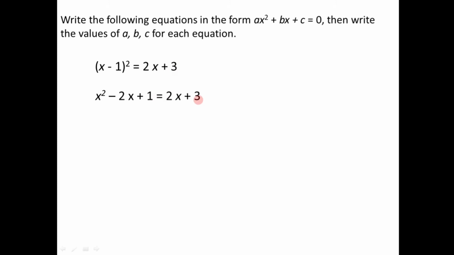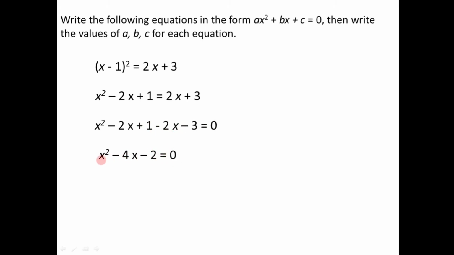If we take 2x plus 3 to the left hand side, we will have x squared minus 2x plus 1, plus 2x will become minus 2x, plus 3 will become minus 3, and on the right hand side we will have 0. So on simplifying, we'll get x squared minus 2x, that's minus 4x, and plus 1 minus 3, that's minus 2, is equal to 0.